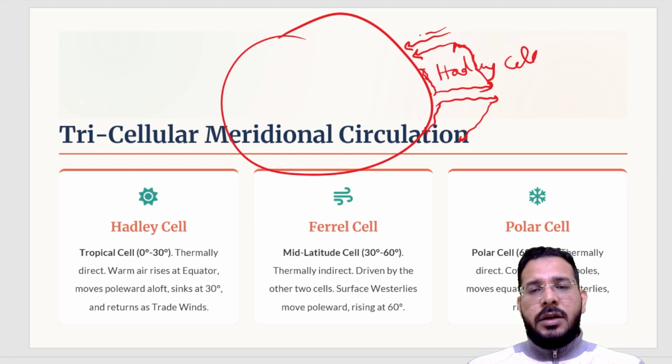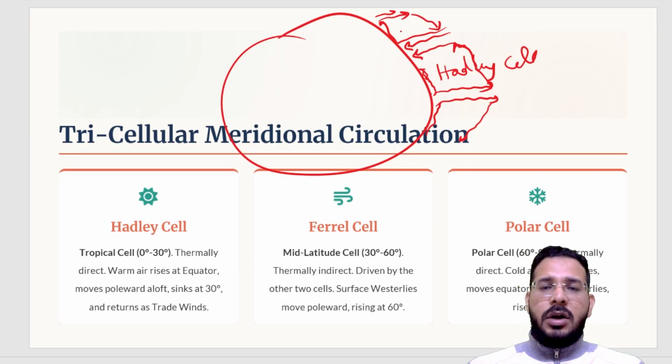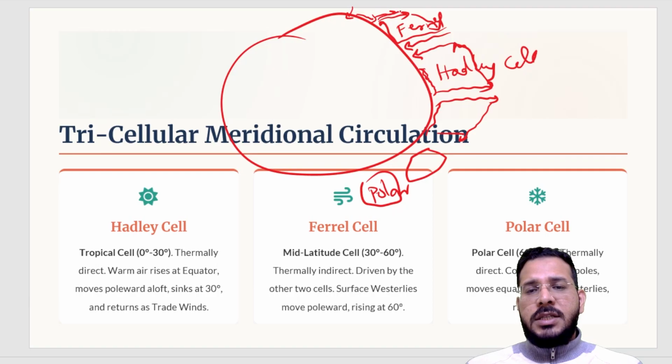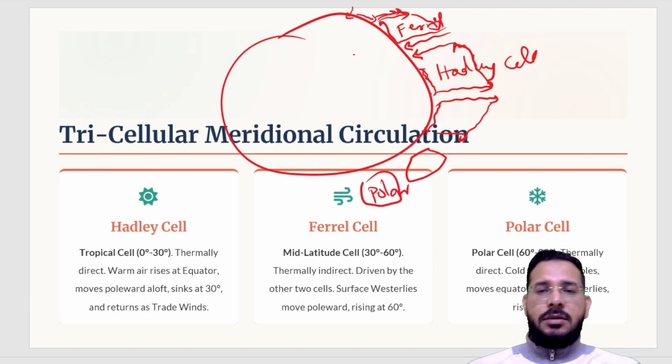And the winds over here, they are diverging and they are rising over here, creating this cell. This cell is called Ferrel cell. And this cell which is getting formed over here is called polar cell, which is sinking at the pole. It is coming towards this direction and rising at the subpolar low pressure belt. So these are the three cells.